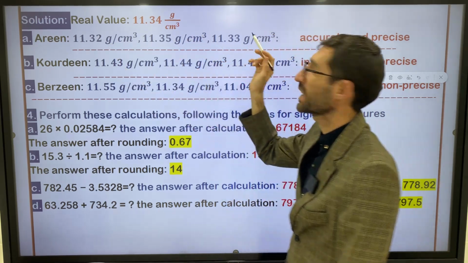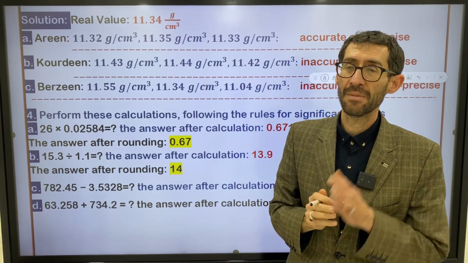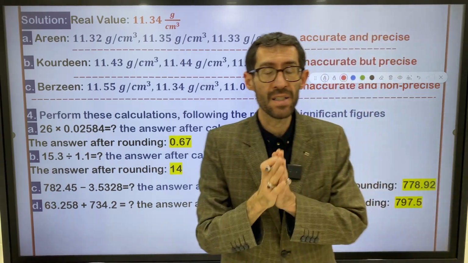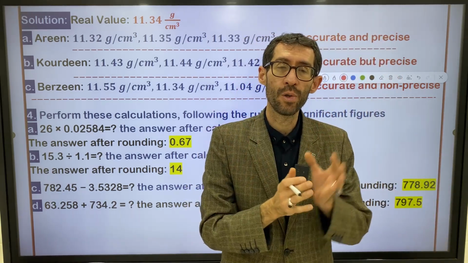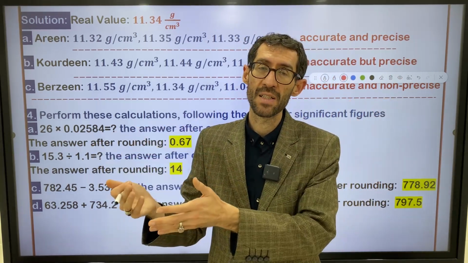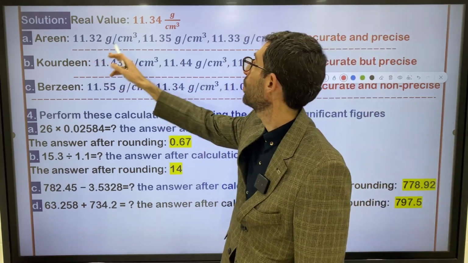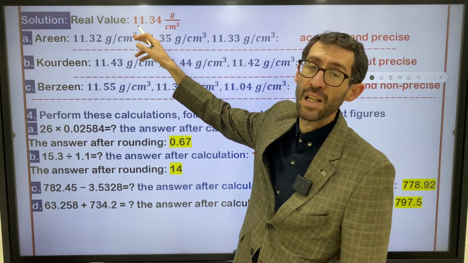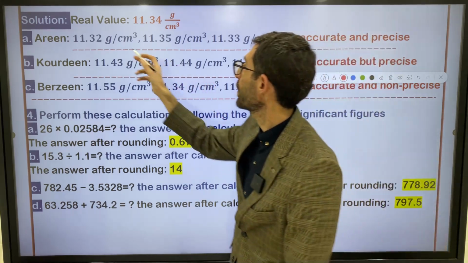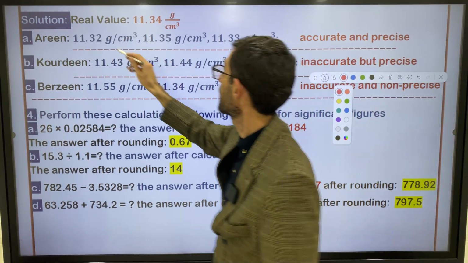About the accuracy, I don't say anything. Guess the answer. Think about the accuracy. Accuracy means comparison between the true value or real value and the measurements, one by one. Look here, 11.32 versus 11.34. They are very close to one another, right? So we accept this one.